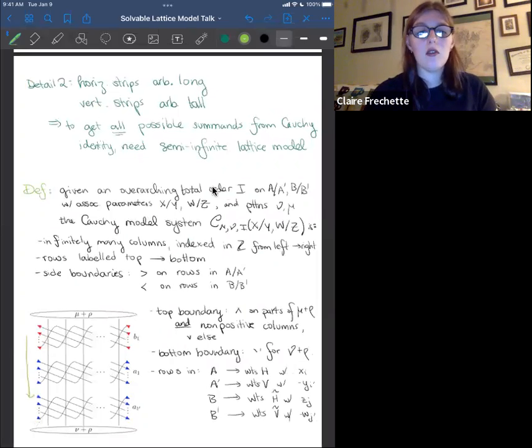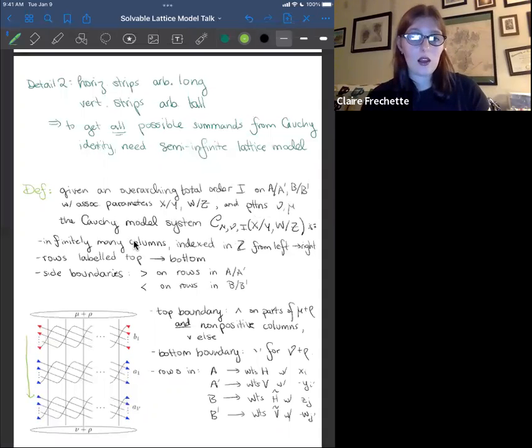So I'm going to define an overarching total order on all my alphabets, and I'm going to take 2 partitions in order to label the top and the bottom, and then I'm going to define a Cauchy model system with infinitely many columns labeled by the integers. I'm going to label my rows from top to bottom according to this overarching total order, and then I'm going to label my side boundaries according to which alphabet I'm showing up in, whether I'm looking at the original model or the alternate model.